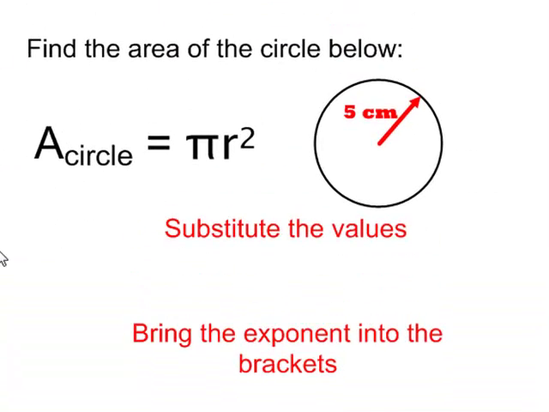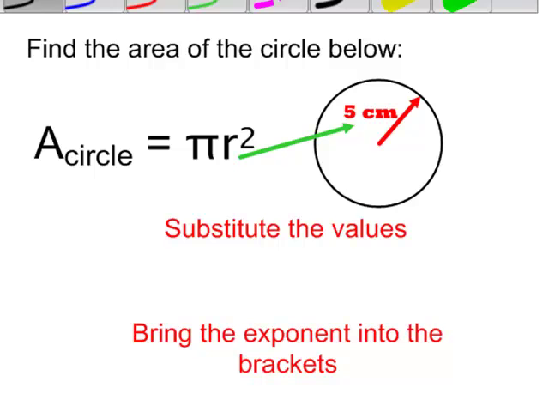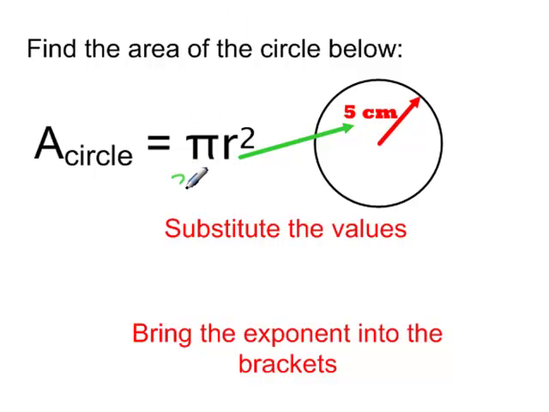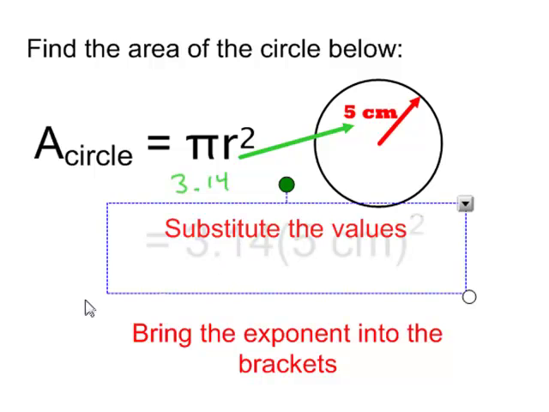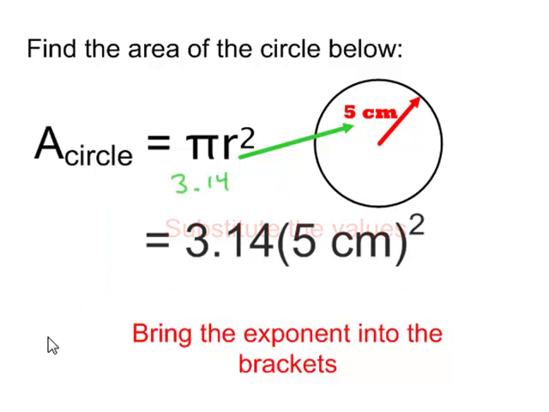First example, let's find the area of the circle below. Well, the formula for the area of a circle is given to us. It's pi r squared. We have to choose the values that we're going to put into this formula. The r is going to come right from the diagram, the 5 centimeters. The value of pi is always known to be 3.14. So let's substitute these values into our formula. We're left with 3.14 times 5 centimeters squared.